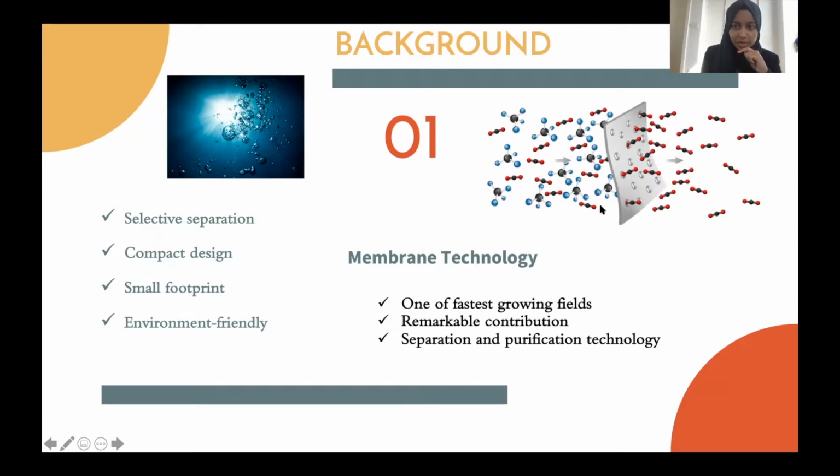Selective separation, because, as you can see, this is a schematic of a membrane layer. It can be designed and modified to be selective in its pore size and materials, so it can separate to the desired purity. Another one is compact design and small footprint. Because of this, it does not require huge space to carry out its function, so that makes it really desirable in the industry. And lastly, it's environmentally friendly. Membrane technology does not require harsh chemicals and does not produce harmful byproducts that can cause harm to the environment, and therefore provides an environmental protection factor.